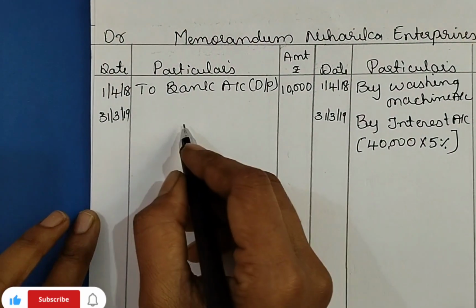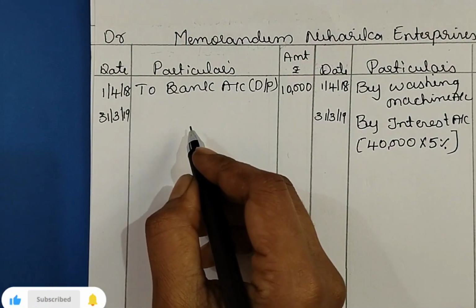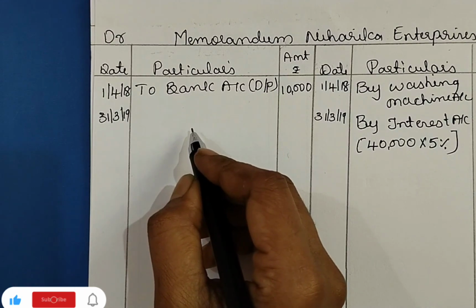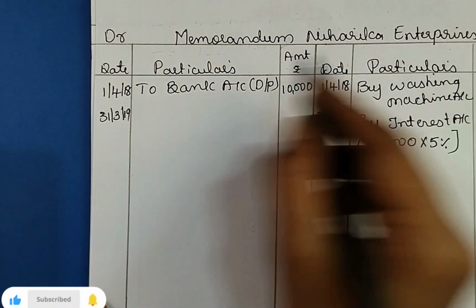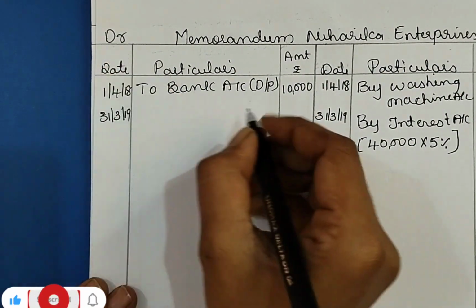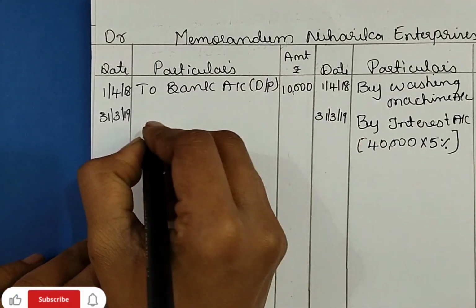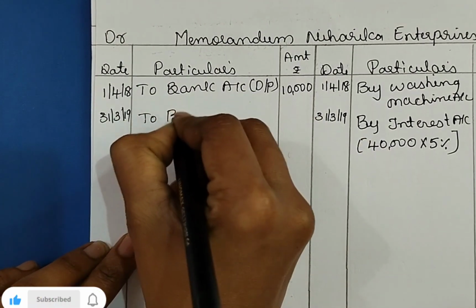Now we are making the payment, right? For the payment, the entry is Niharika Enterprises account debit to bank account. To bank account.